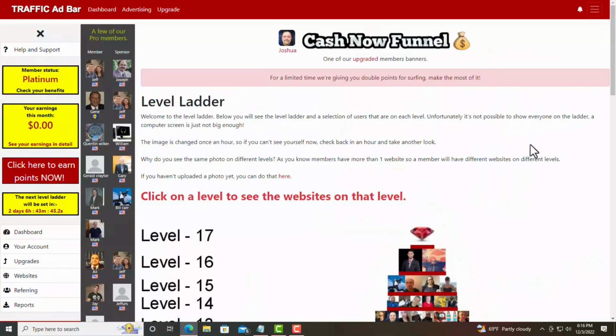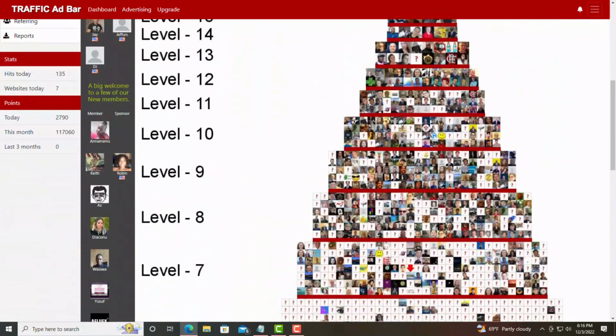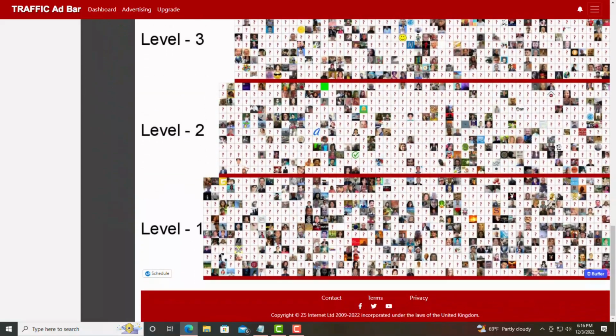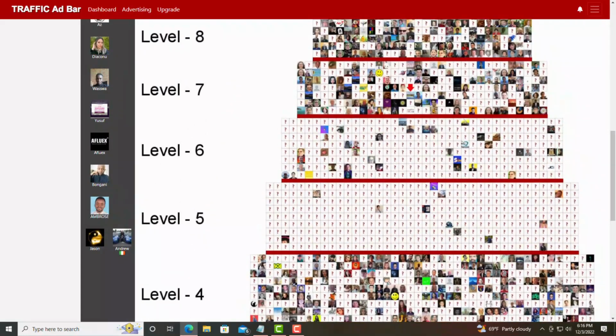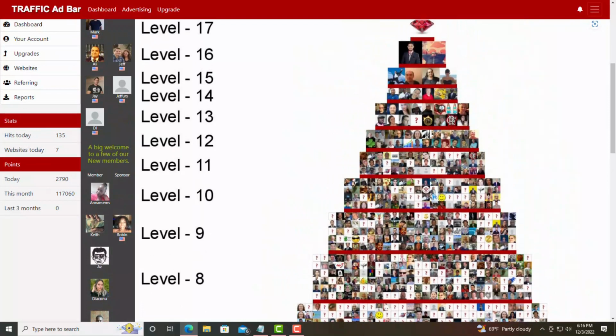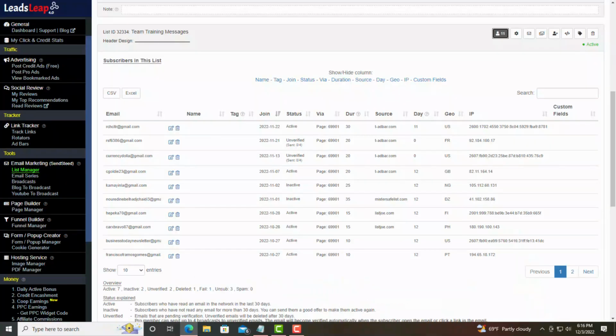I want people to understand what we're competing against. Guys, you are competing with a lot of people. Look at all these people you're competing with. But let me tell you something. There are some available slots. There are some spots you can get in there. You can go up in this traffic ad bar system. Look here, there's spots up here. When you get up to 12 and 13, you're actually getting traffic, and then you can get leads to your system. I will have this link below. Let's get down to the nitty gritty.